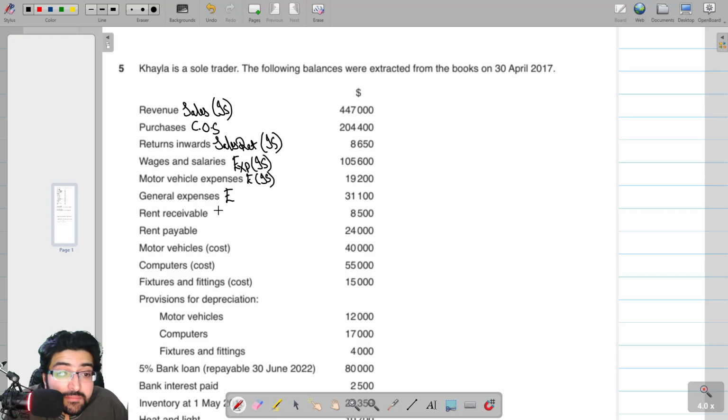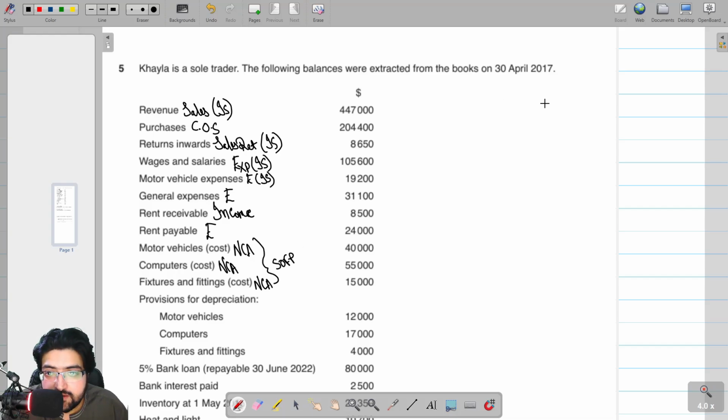Rent receivable. Receivable, it is an income. It is not an asset, it is an income. Okay, the money that we receive from other activities of the business. Rent payable is an expense. Motor vehicle at cost is a non-current asset. Computers at cost, again non-current asset. Fixtures and fittings, non-current asset. So these are part of your statement of financial position.